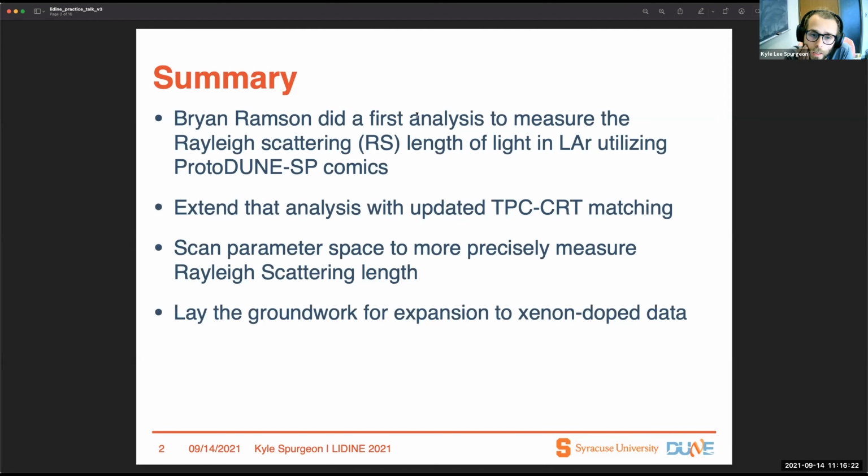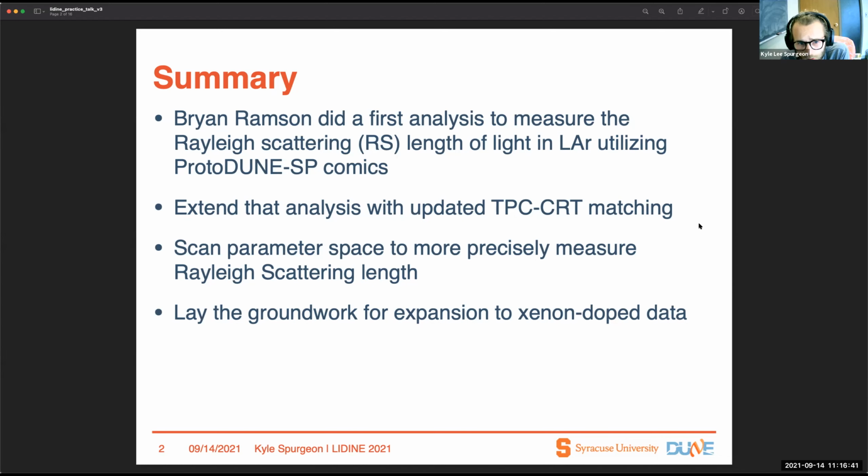So Brian Ramson and the team at ProtoDUNE first did this analysis some time ago. It's been published in the first ProtoDUNE results paper, which I did not link here, but I will update these slides with a link to that, utilizing cosmics in ProtoDUNE single phase.